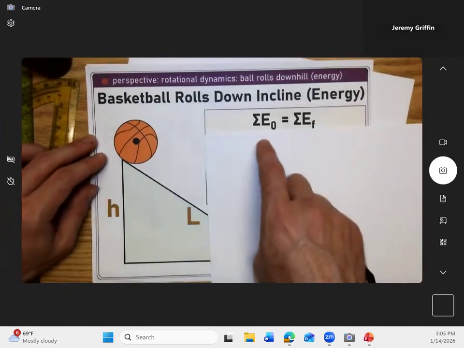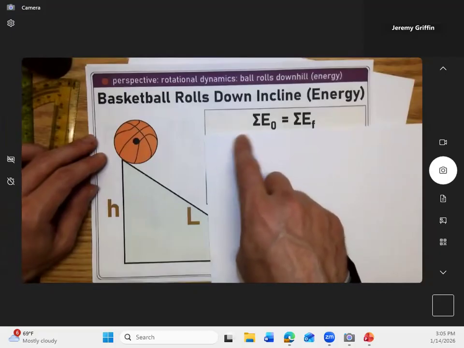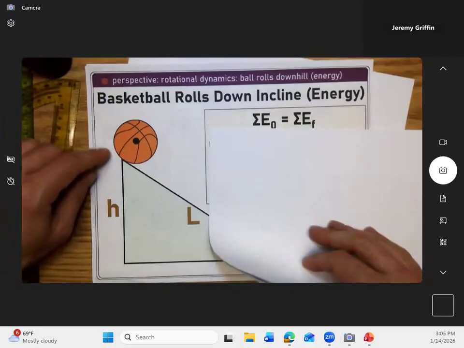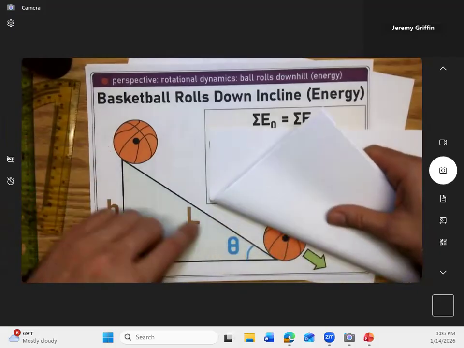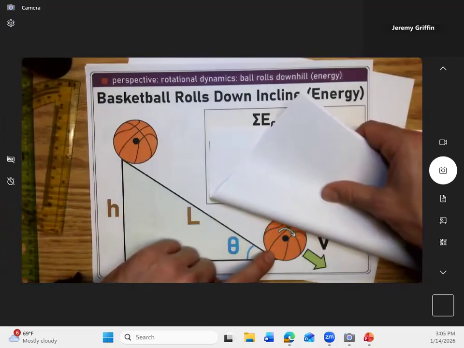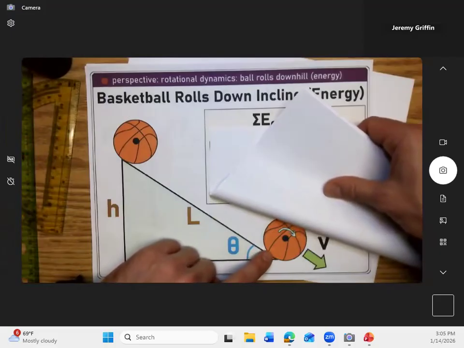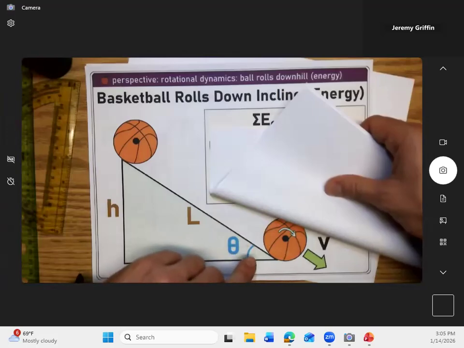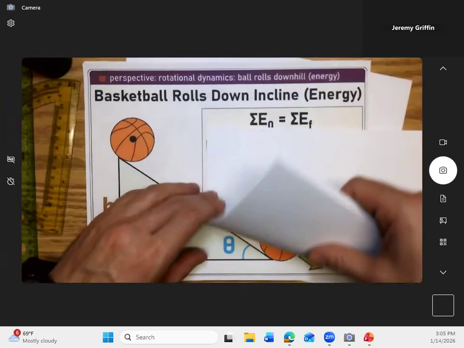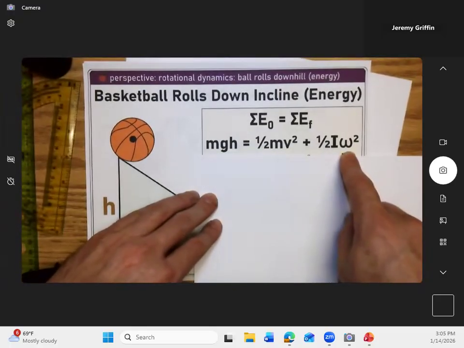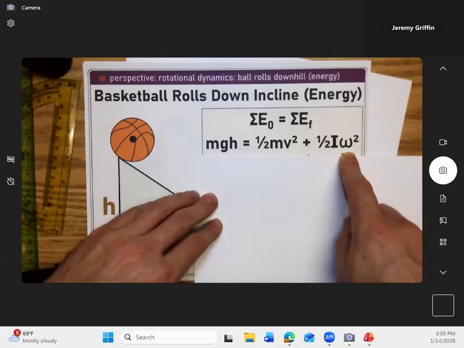So what energy term do you think starts right here? MGH, yeah. That's the source of energy. And by the time the ball gets to the end, it has what type of energy? Yeah, kinetic, 1/2 mv squared. But is it also rolling? So it also has what? Yeah, rotational kinetic. So wouldn't this be the setup right here? Yes.